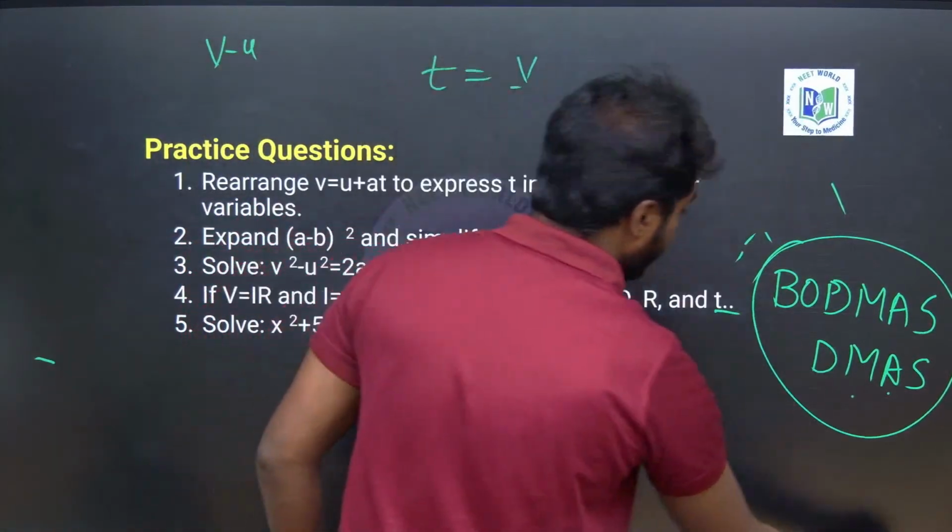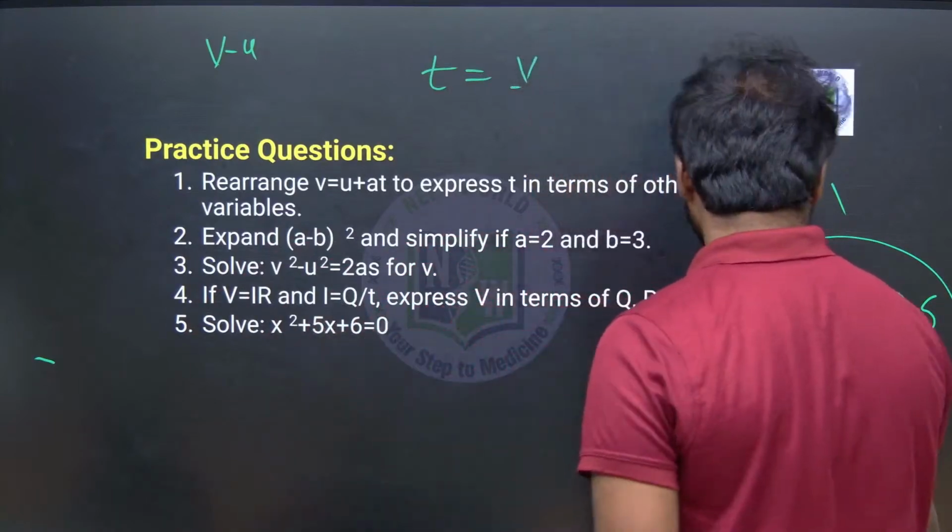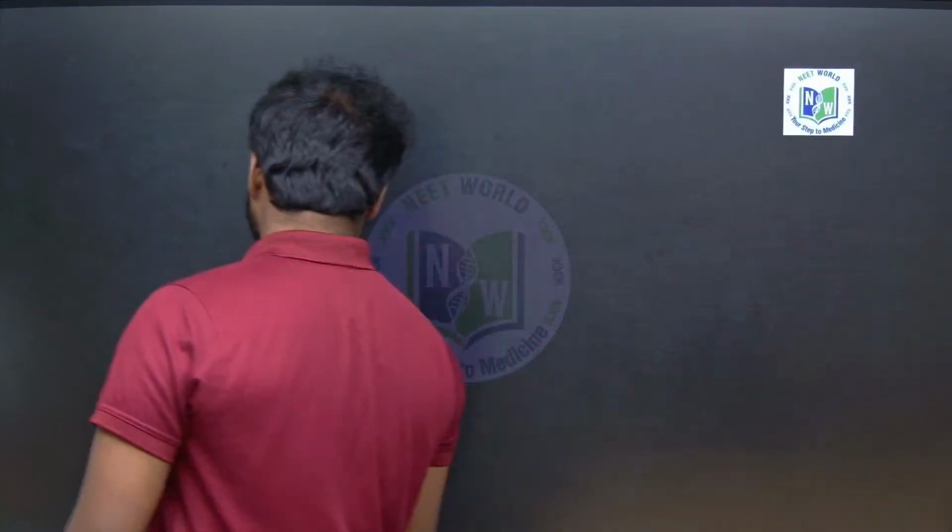I will go to next slide. So, x square plus 5x plus 6 is equal to 0. This is the equation. So, first thing I need to check whether it is real values or imaginary values. First one, b square minus 4ac greater than or equal to 0 or less than or equal to 0, I need to check.